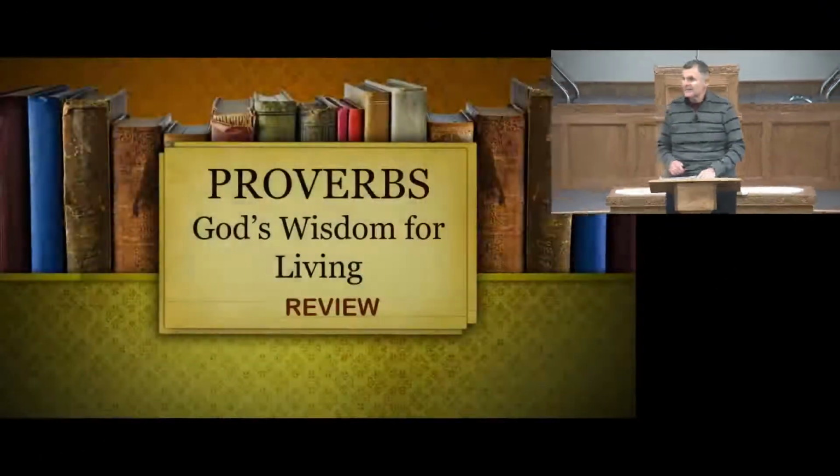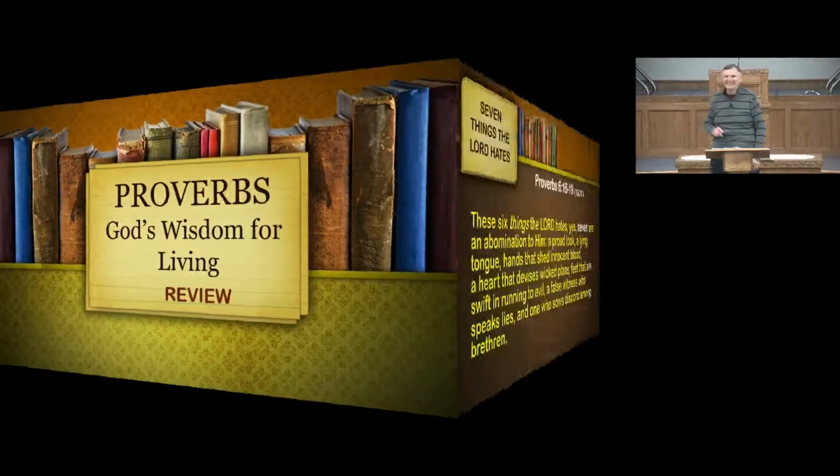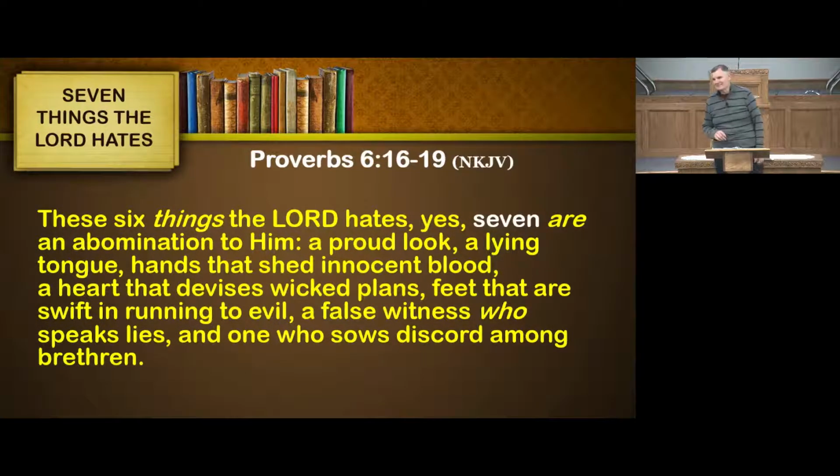Okay, so I thought maybe we would do just a bit of review since this lesson is a continuation from last week's lesson. Basically, this is part 2 of a 2-part series on, what were we studying? Yeah, Proverbs. Good job. We were studying what God hates, and this was our base scripture that we used last week. These 6 things the Lord hates, yes, 7, are an abomination to him: a proud look, a lying tongue, hands that shed innocent blood, a heart that devises wicked plans, feet that are swift in running to evil, a false witness who speaks lies, and one who sows discord among the brethren.